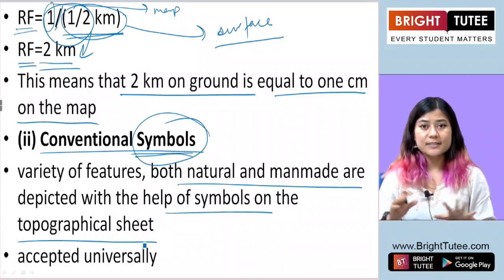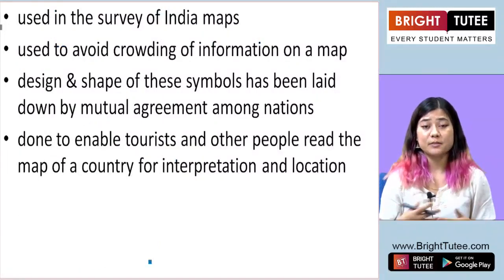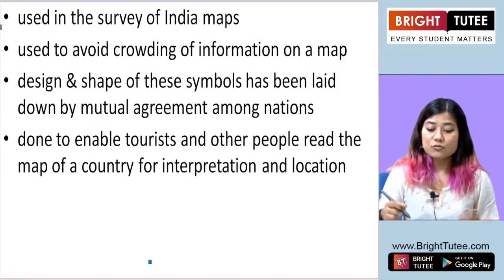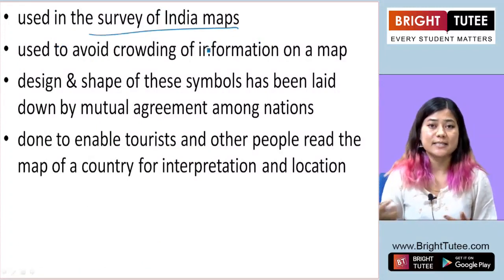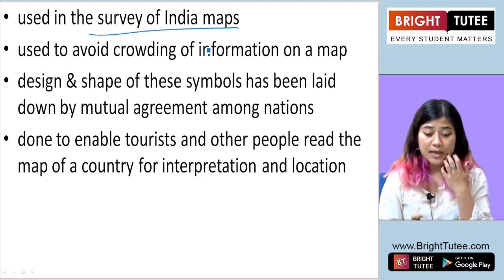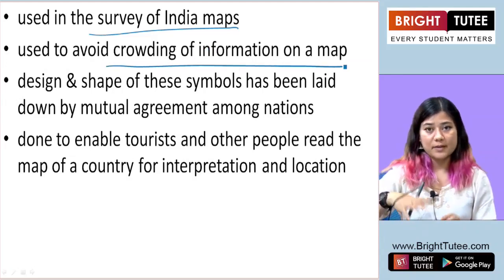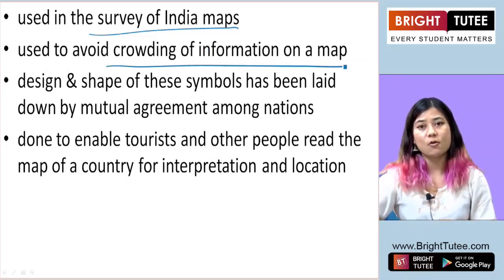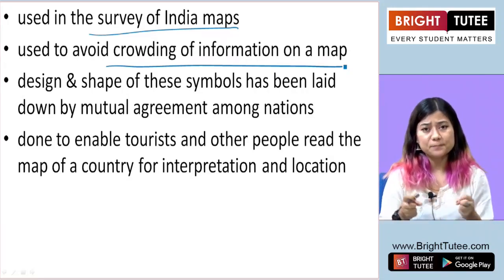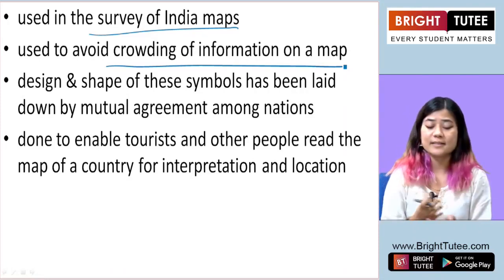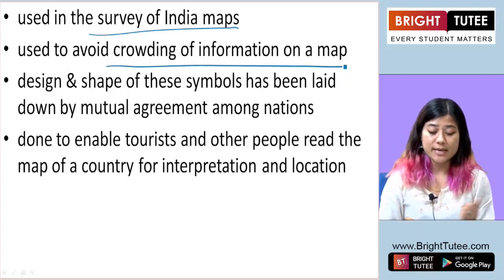Okay, now these symbols are universally accepted, meaning they are used and accepted by everybody. Okay, they're used in the survey of maps of India, survey of maps of Indian states, any geographical area. And these symbols are used to avoid crowding of information on the map. If you don't use the symbol and you have to write all the information on the map, then it becomes very crowded. It becomes very confusing and you cannot read the map. So in order to avoid that, you use symbols which are universally accepted.